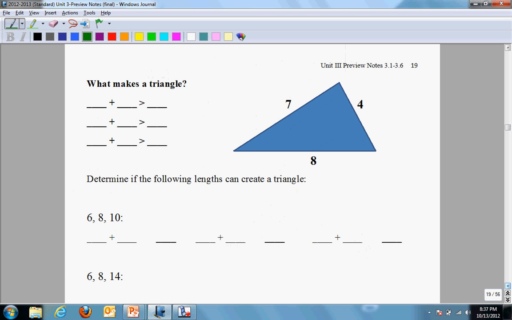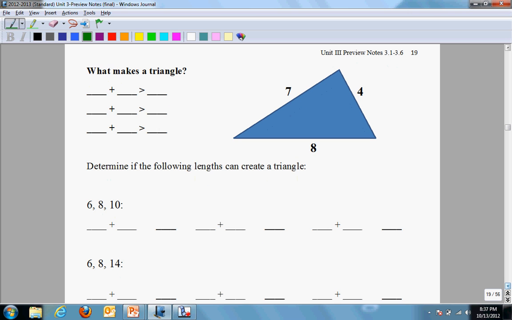Let's ask a more basic question. What makes a triangle? There's a real simple property here that whenever you have a triangle, any two sides of the triangle have to add up larger than the third side. For example, in this triangle, 7 plus 4 is 11, which is greater than our third side, 8.